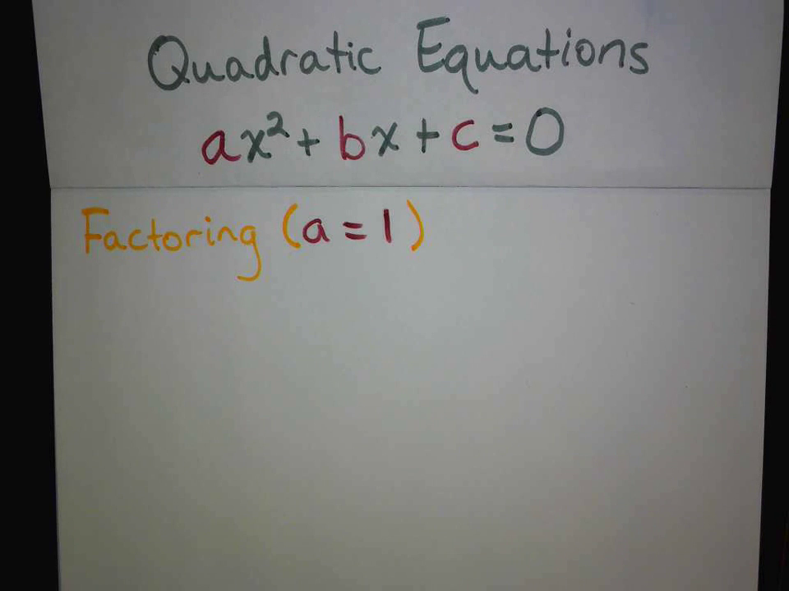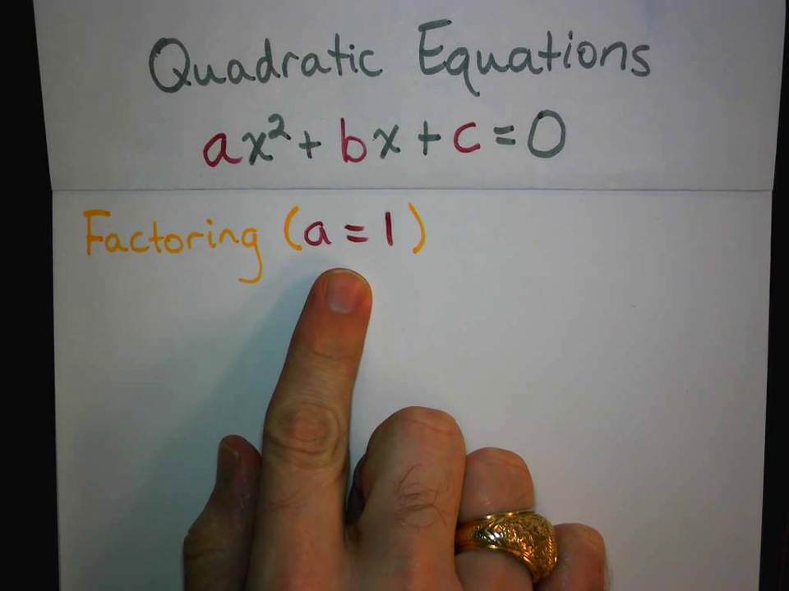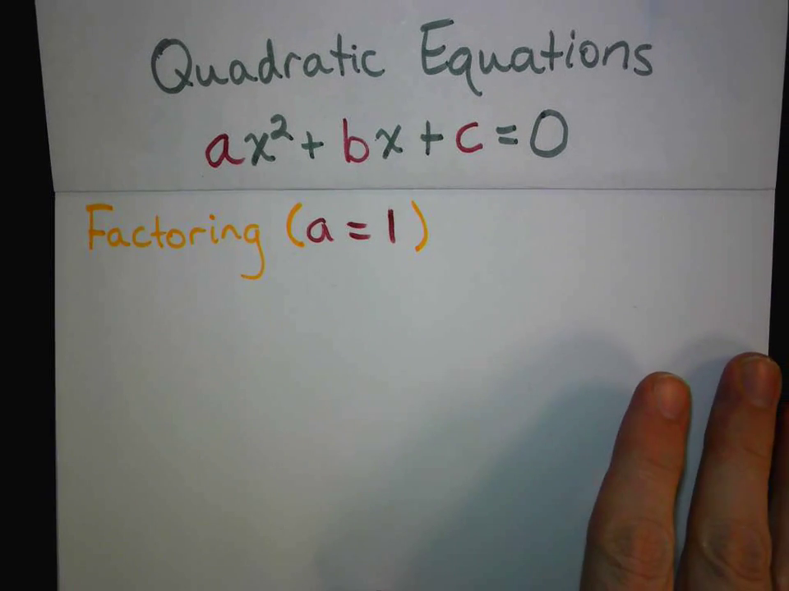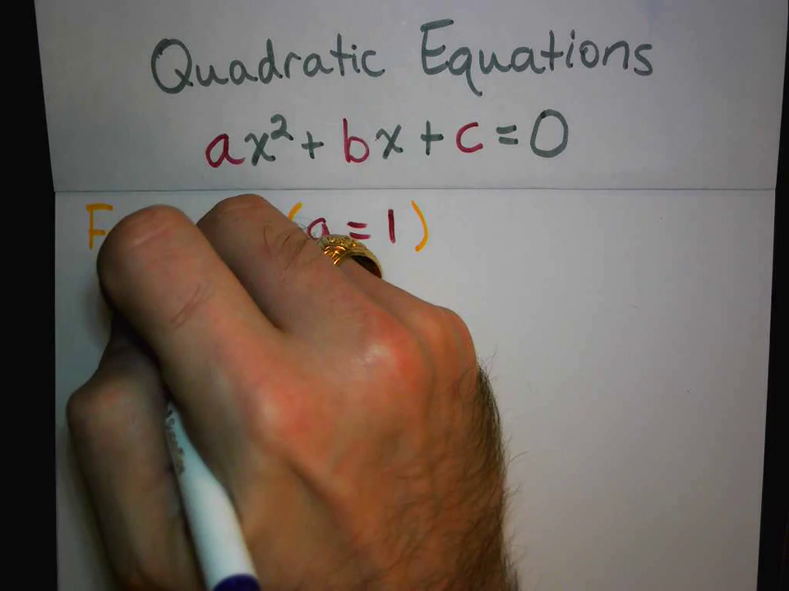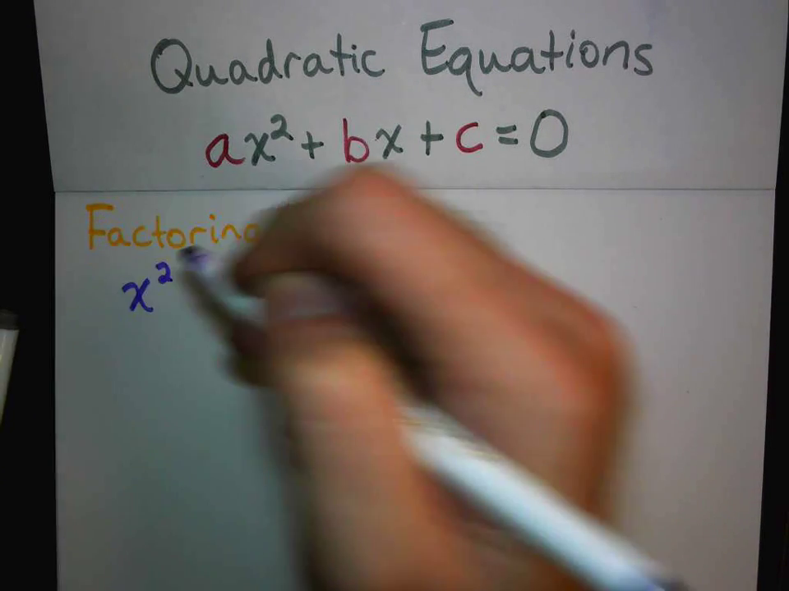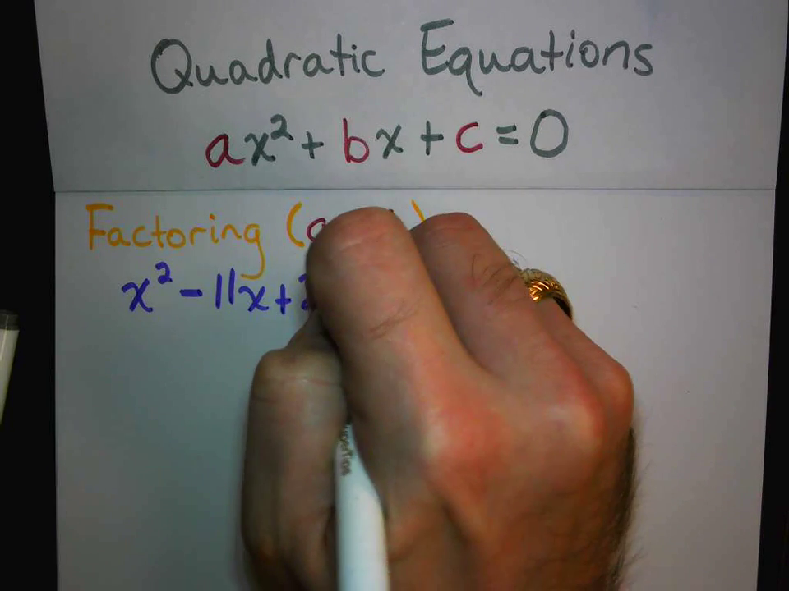To look at for solving quadratic equations is factoring. And factoring is simplest to do when a equals 1, so that's what we'll look at first. Let's consider this quadratic equation: x squared minus 11x plus 28 equals 0.